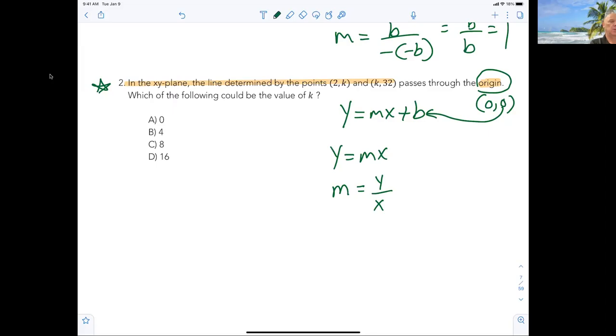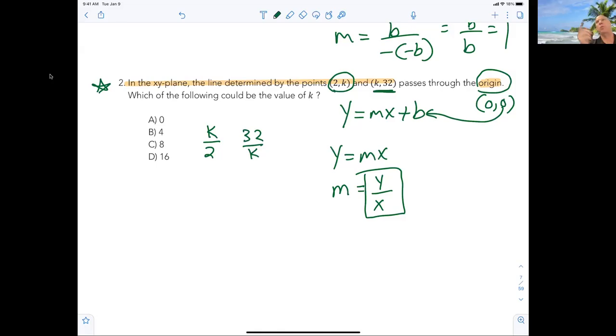Now, again, I thought this problem was really hard and it's really hard for most kids. But once you realize that the slope is always just y over x, then what is the slope for (2, k)? That slope is just going to be k over 2. And what is this other slope going to be? Someone tell me. Say it. Yep, 32 over k. And what's true about both of those slopes? It has to be the same.